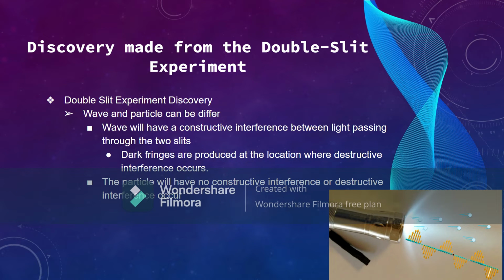Discoveries that were made from the double slit experiment include that waves and particles can be differentiated from each other. A wave will have constructive interference between light passing through the two slits. Dark fringes are produced at the locations where destructive interference occurs. A particle will have no constructive or destructive interference occur. And this is how you distinguish the two from each other.